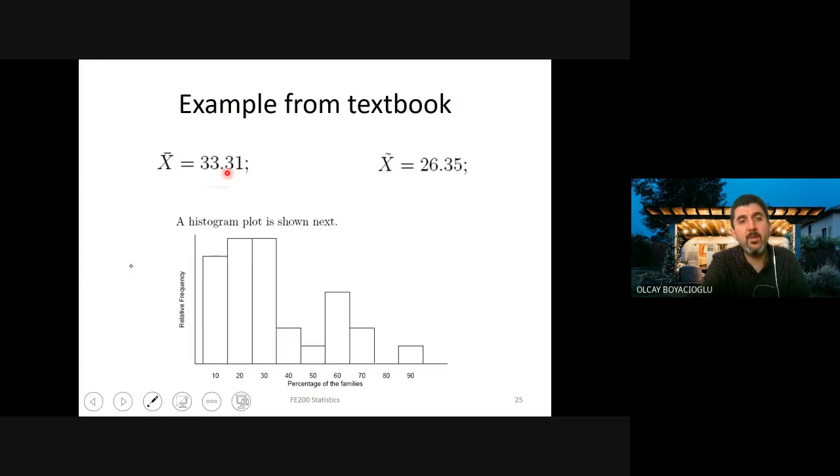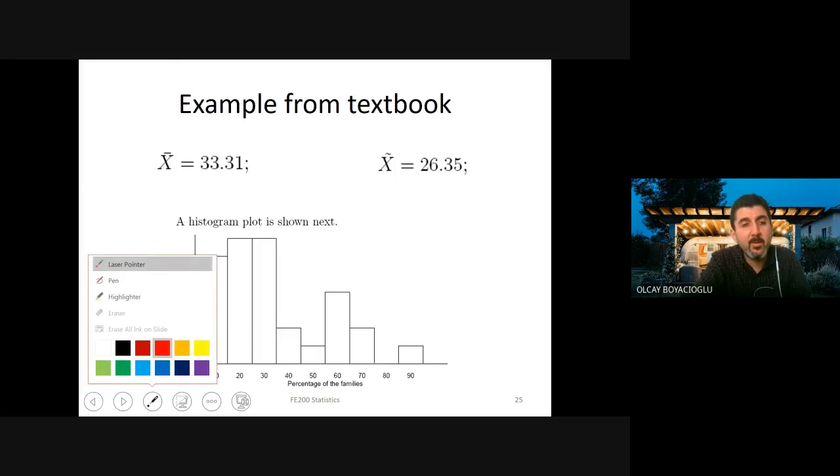So here it is. The mean value, the average value, will be 33.31%. The X tilde, which is the median, would be 26.35 if you do the rearrangement correctly. And for the histograms, here they are showing the 10, 20, 40, 50s in mid ranges, by the way. So in this case, how did they do this graphical representation?